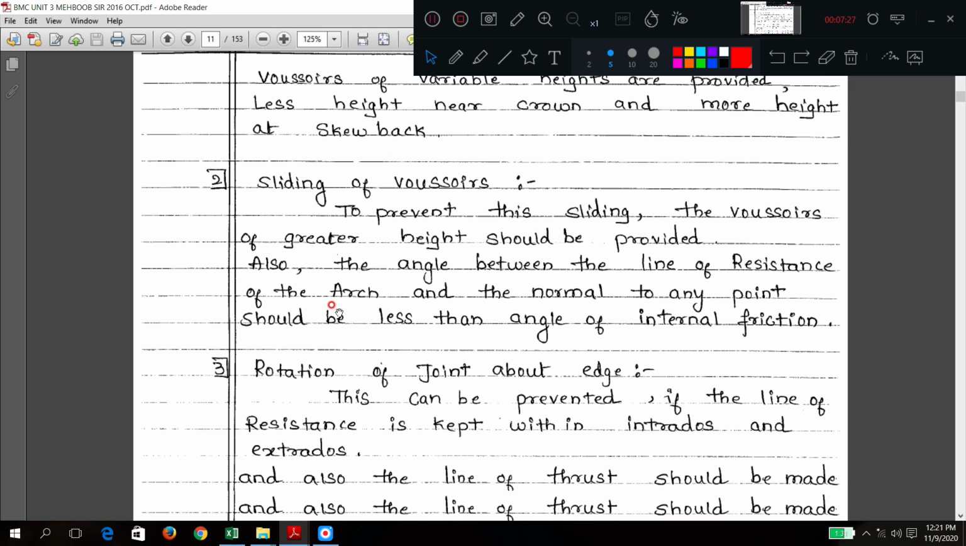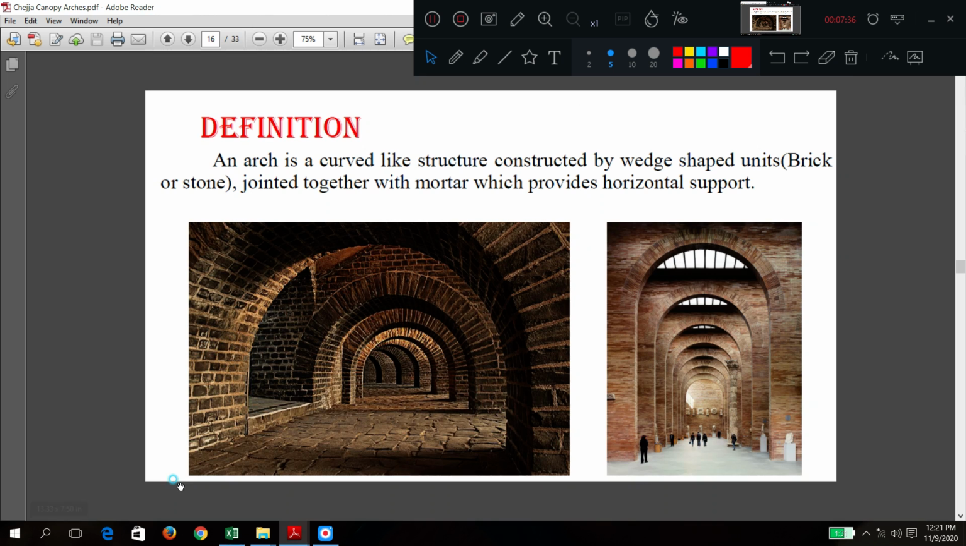Next, precautions against sliding of the voussoirs. I will explain what sliding is. Sliding means that when the load is acting like this, a voussoir comes out from the arch and falls. This one will go up, and this one will go down. These are called sliding.